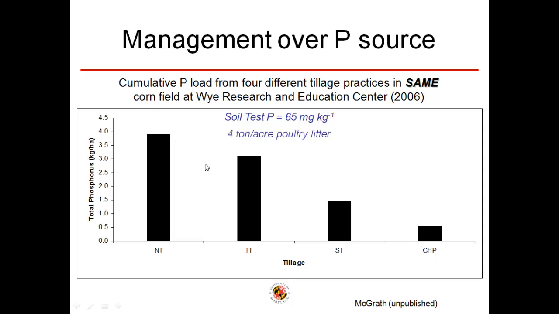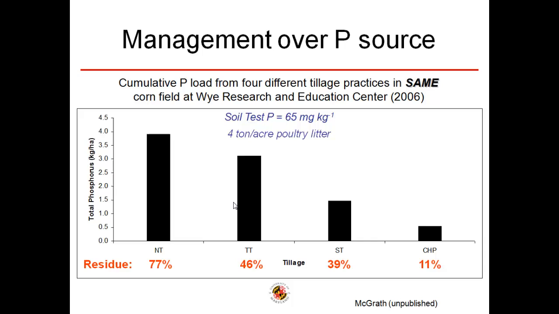We needed 2 inches of rain in a 24-hour period to get runoff from this site, and in 2007 and 2008 we just didn't get any runoff, right? But in 2006 we did, and this is total phosphorus loss in kilograms per hectare, and we see that with increasing degree of tillage, we had decreasing degree of phosphorus loss in this field.